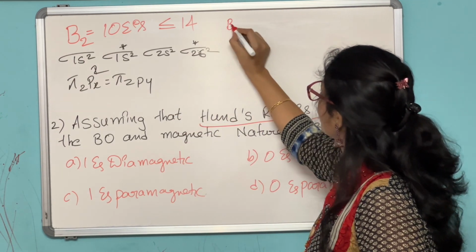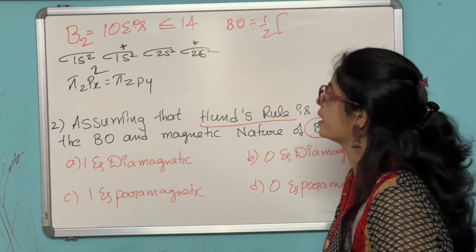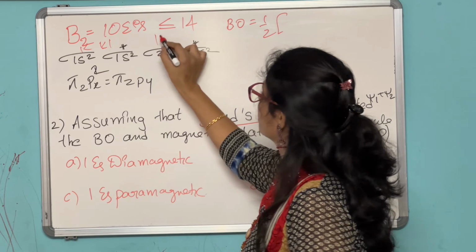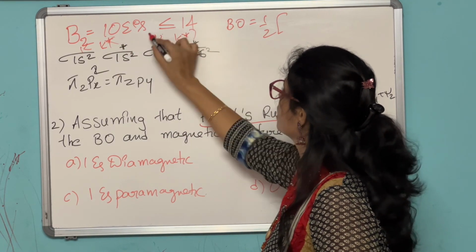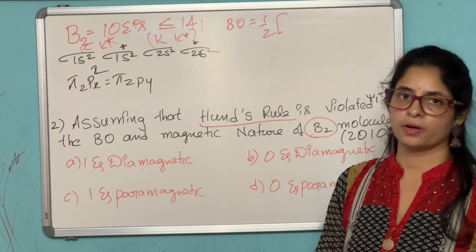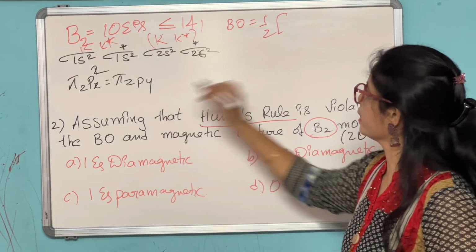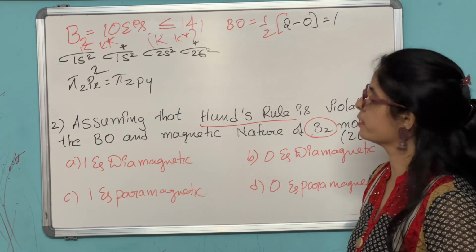What is bond order? Half of the difference between the number of bonding and antibonding electrons. I told you about the KK configuration, the K K star pair. Now you violate Hund's rule; there will be no difference in your answer. So how many bonding? 2 minus 0, which is equal to a bond order of 1.